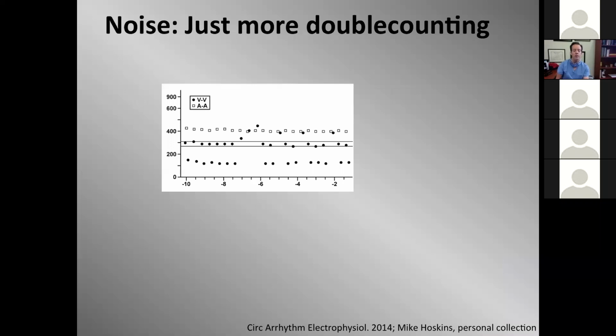All right, everybody should recognize this. This is an interval plot showing VV intervals oscillating in a short and long cycle length in a variable fashion. This should automatically trigger you to think, okay, this is tram tracking and double counting.